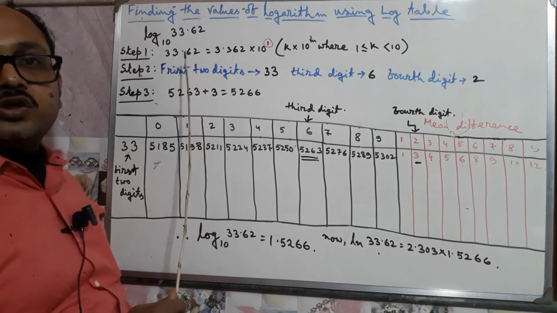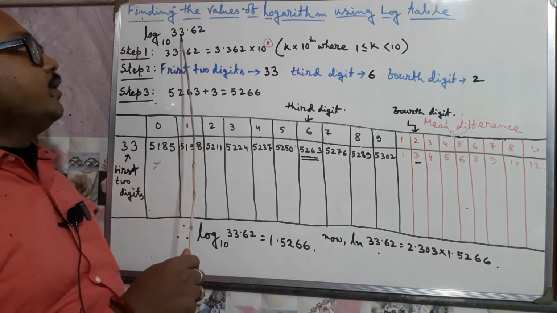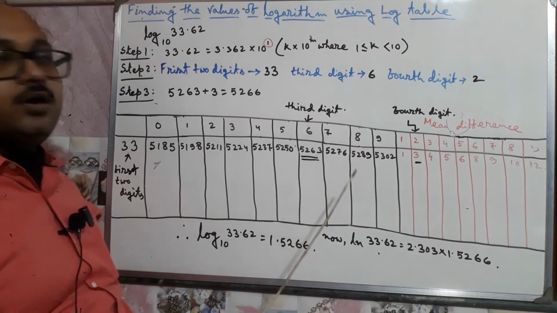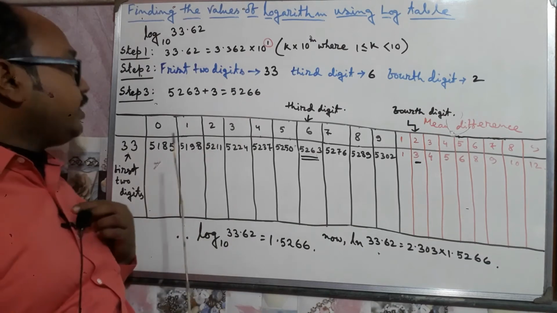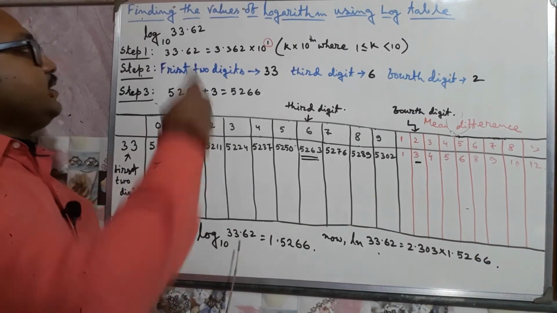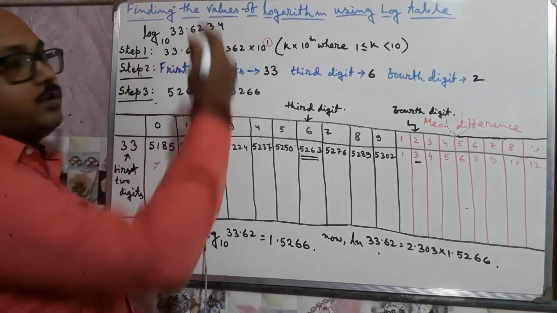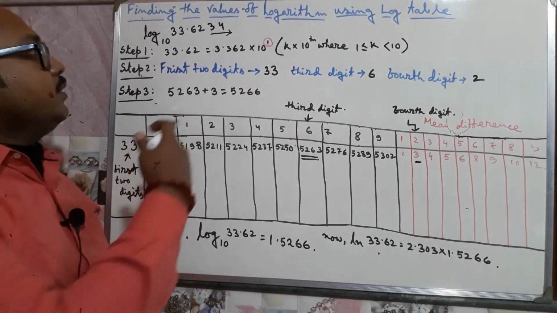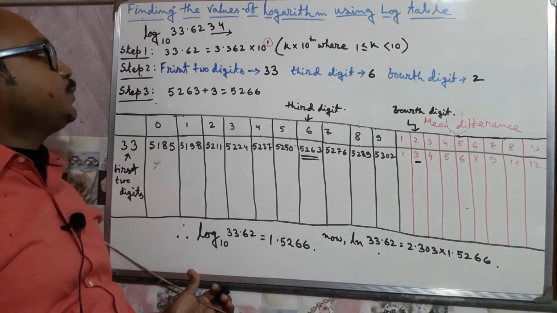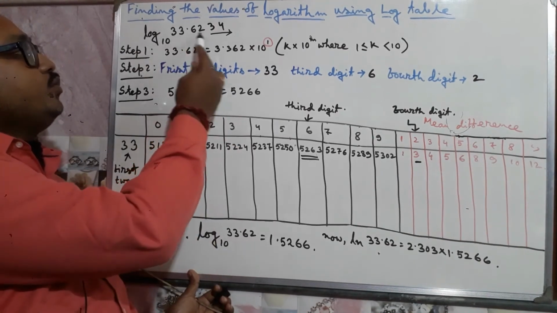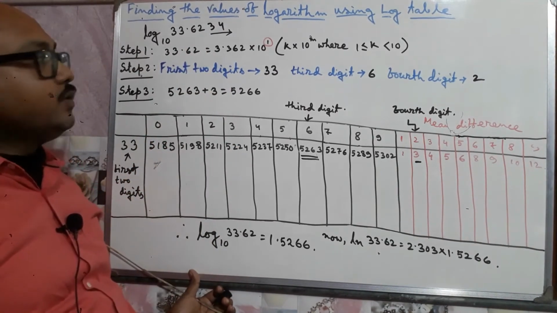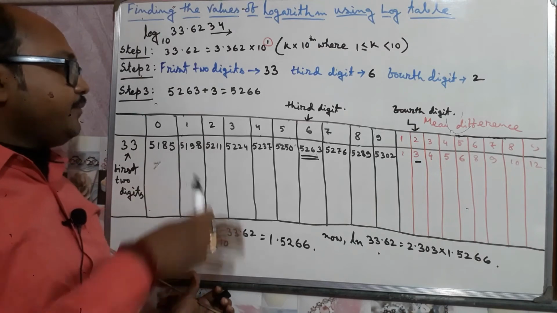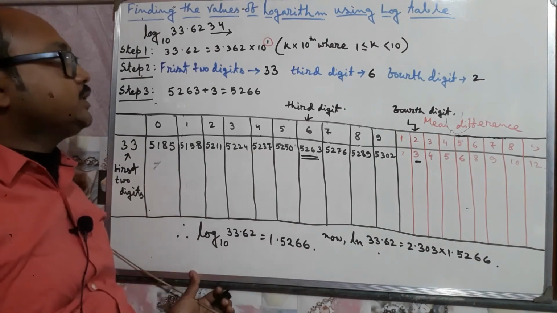One thing you should remember: you can't take more than 4 digits in this log table. If there are more digits, suppose the number is given as 33.6234, exclude the 34. That part is left for approximation. You are only to take the first 4 digits. More digits cannot be applicable for this log table system.